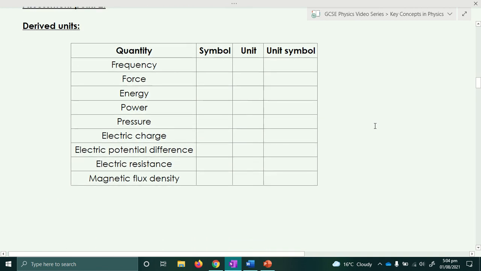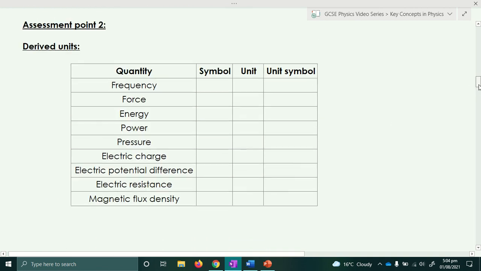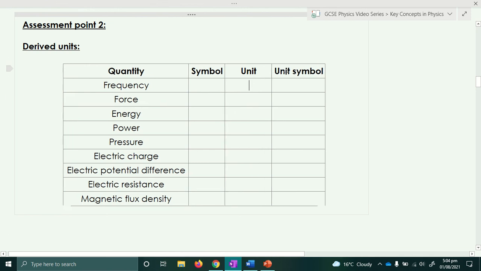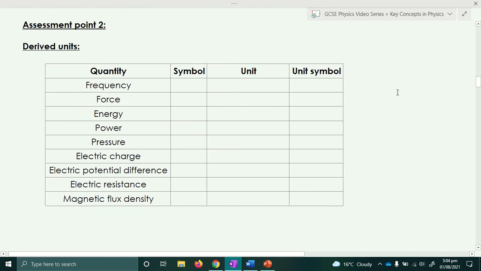Let's put another one in here as well. So we also met some derived units, so things that come from base units. So again, pause the video, see if you can write the symbol, the thing that you'd see in an equation, the unit for it, and what the unit symbol is. Alright, so I'm going to assume you paused the video and had a crack at that.